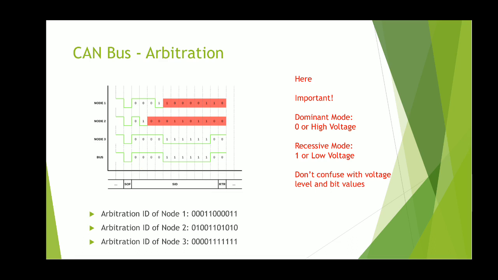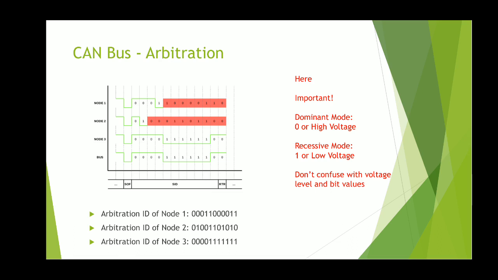Here node 2 will identify that it placed a 1 bit, but it sees a 0 bit on the bus line. So node 2 will understand that some other node with higher priority is trying to send data. Node 2 will back off and go to the listen state. From this time onwards, only node 1 and node 3 are trying to send data.